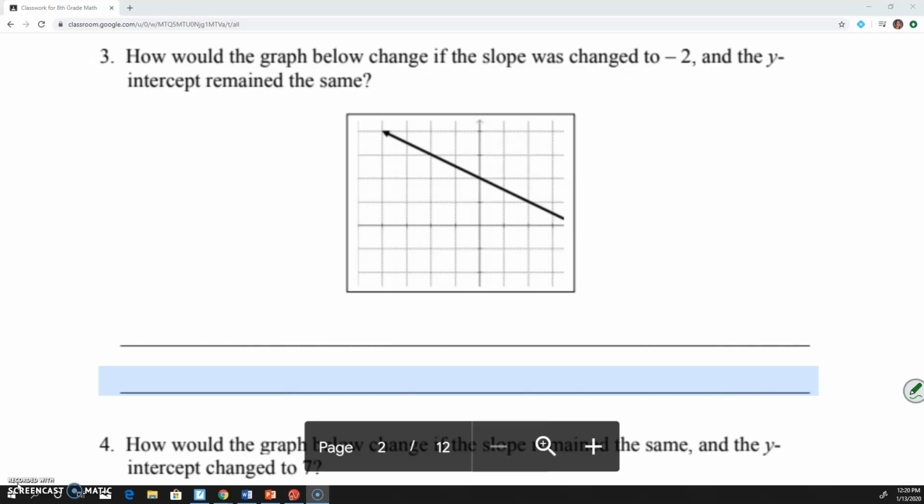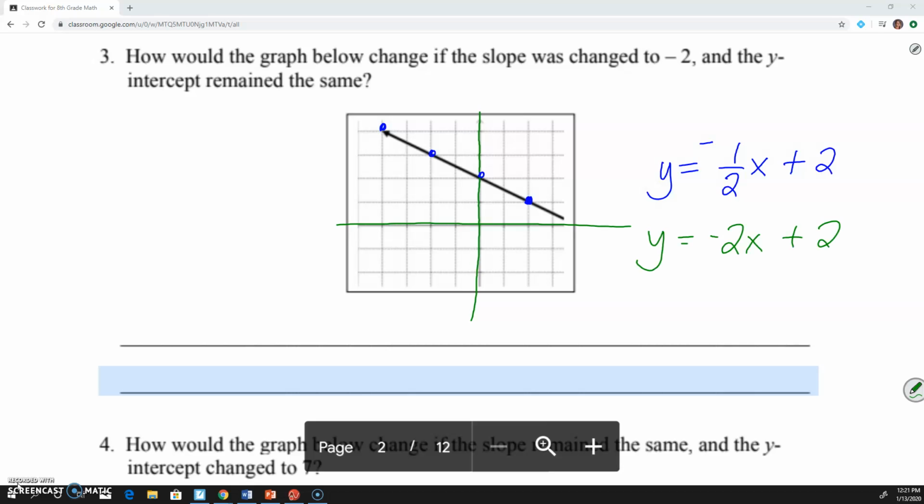This says, how would the graph below change if the slope was changed to -2? So the first thing we need to do is know what our equation is. So this is y equals, crosses here, crosses here, crosses here. What's your slope, which is rise over run? Rise up how many? Over, is it positive or negative? Negative. What letter goes with slope? And where's it cross the y-axis? At 2. And it says the slope is changed to -2.